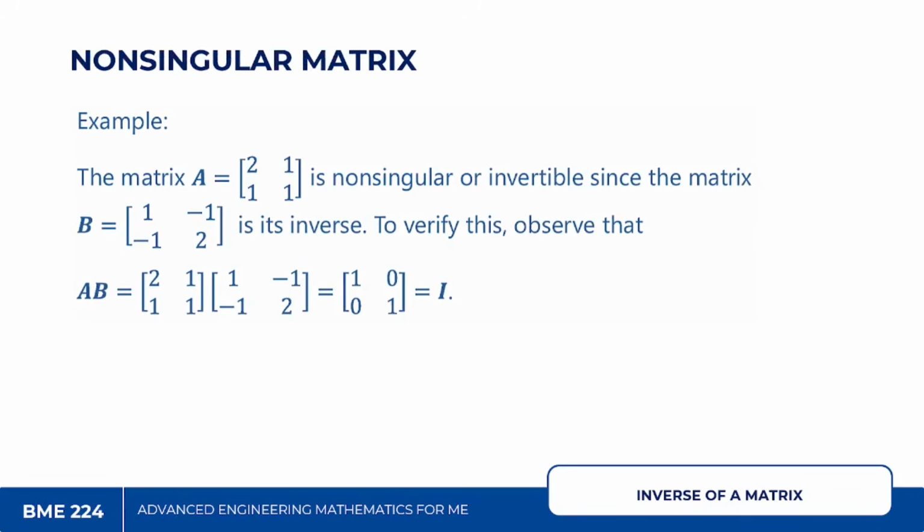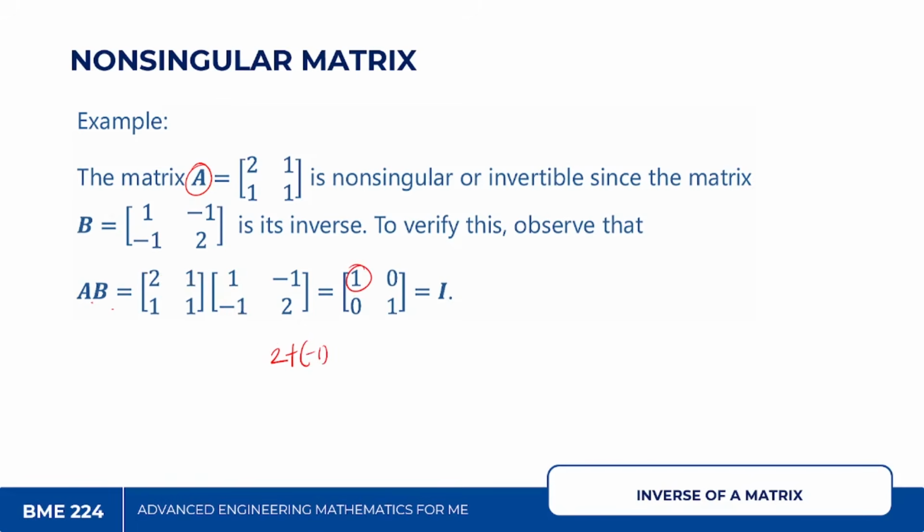So, let's proceed dito. Example, we have here a matrix A, [2, 1; 1, 1]. It is said to be non-singular or invertible since the matrix B, [1, -1; -1, 2], is its inverse. To verify this, observe that we multiply matrix A by B. That is 2 times 1, which is 2, added to 1 times negative 1, which is negative 1. Kaya magiging positive 1 yan.